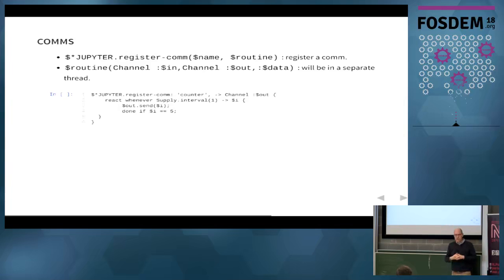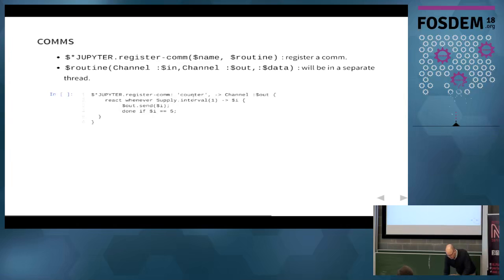the arrow there is saying here are the parameters for the function. It's getting a channel which is called $out, and then within the function I'm creating an event loop that is essentially saying every 1 second send a new number to the $out channel. Okay, with me so far? So the react whenever supply.interval1 means make a new supply where every 1 second you send me the next number. And then the whenever says associate this callback with it. And then react says make a new event loop. And then we call done when I reaches 5.